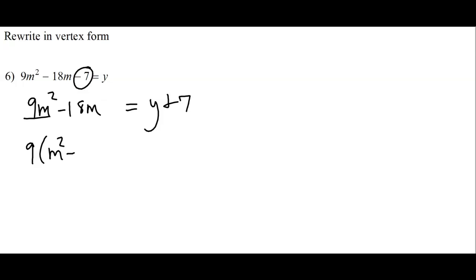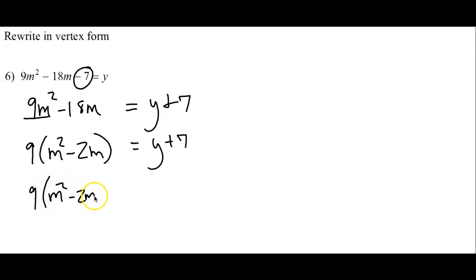If I divide the negative 18 by 9, I'm going to have 2 left. Next thing I'm going to do is complete the square. And that means we're going to be adding a number right here. And that number is going to be half of this number, which is negative 1, squared. So what I'm going to be putting in there is a positive 1.